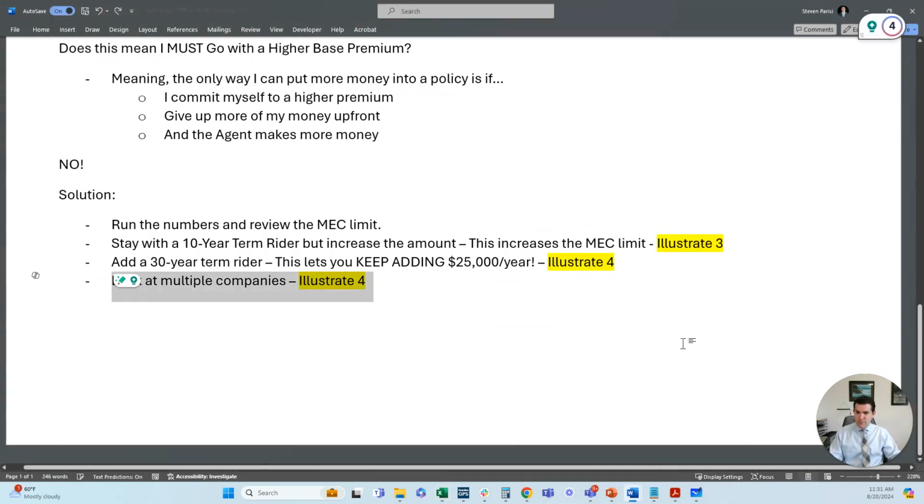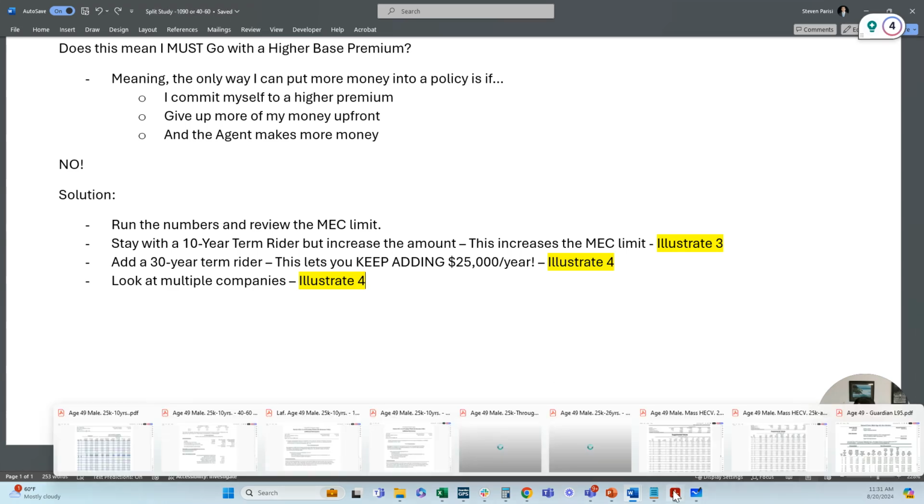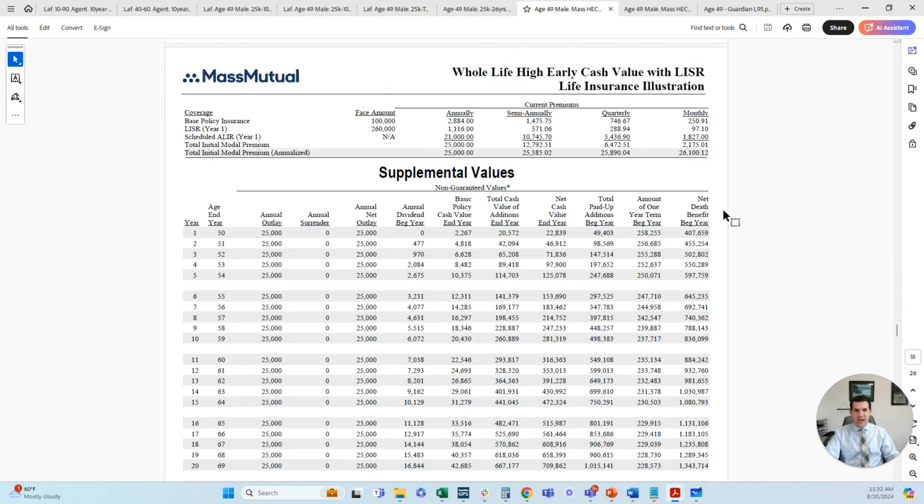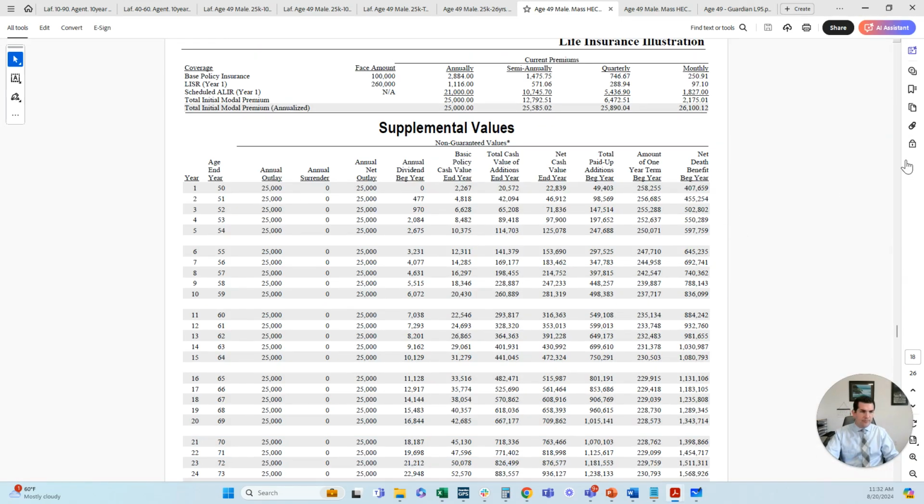Anyway, that's a solution. And then my favorite solution here, look at multiple companies and products. And really, this is where the education piece comes in, or building awareness around what's available. This is like my favorite thing to do. So let's look at a couple different options here. And we'll look at first, $25K per year through age 75. So this product, we couldn't get the base premium quite to 10%, but I looked at it and said, this is close enough. 2,500 would be 10%. We're very close.